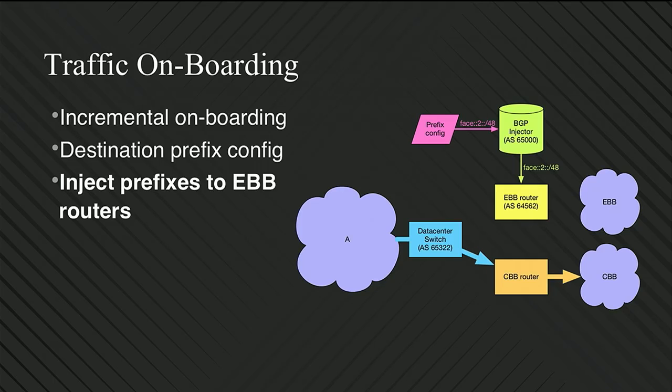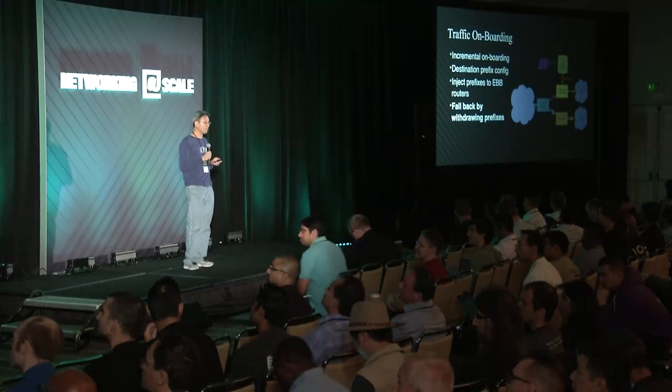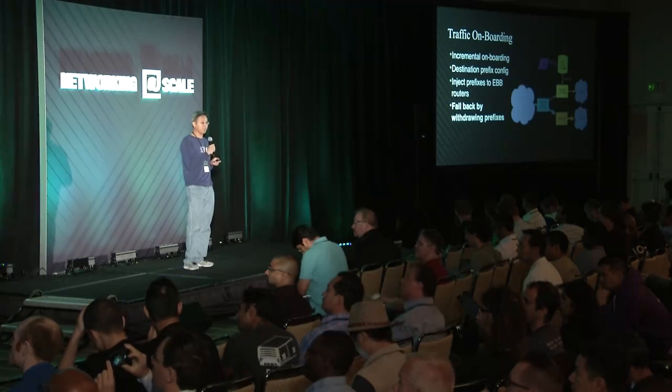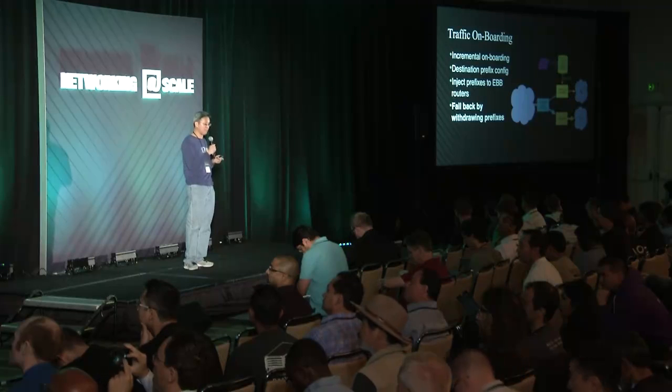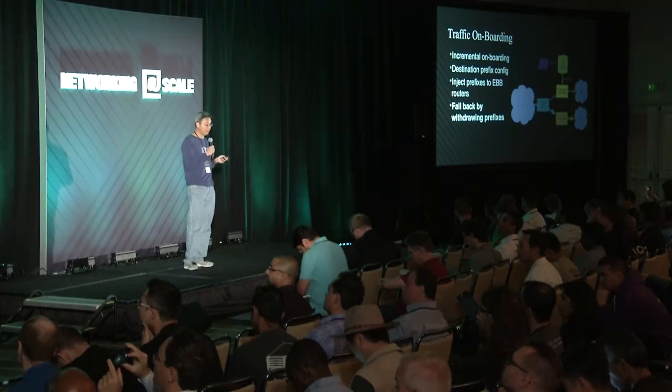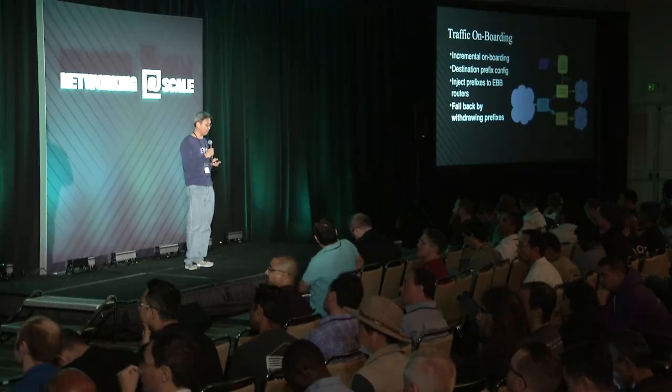After that, we start to inject prefixes into these routers, and then the EBB routers will start advertising these prefixes to data center switches. And traffic towards those prefixes would then be switched over into EBB. We can incrementally update the configuration and incrementally onboard more and more traffic using this mechanism. We can also quickly fail back by simply withdrawing those routes. Once we withdraw the route, the advertisement will stop, and then the traffic will fall back to the classic backbone router. In fact, we used this mechanism in the early days when there wasn't enough capacity due to fiber cuts.